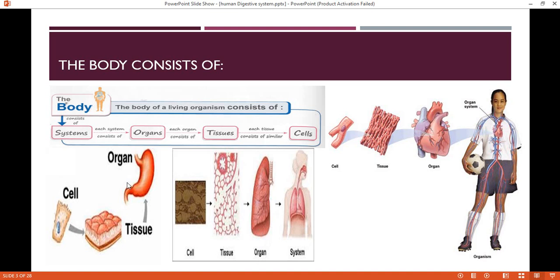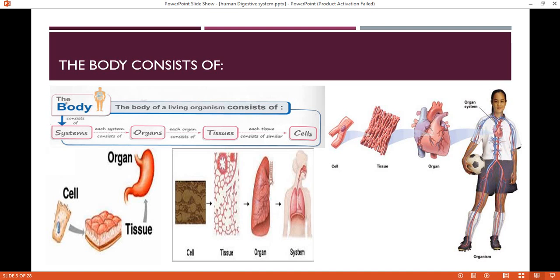Here, what is this system? I can guess this is a stomach. So the system will be the digestive system. The organ consists of tissues. And the tissues consist of cells. So organ and organ and organ make a system. Systems make the body.